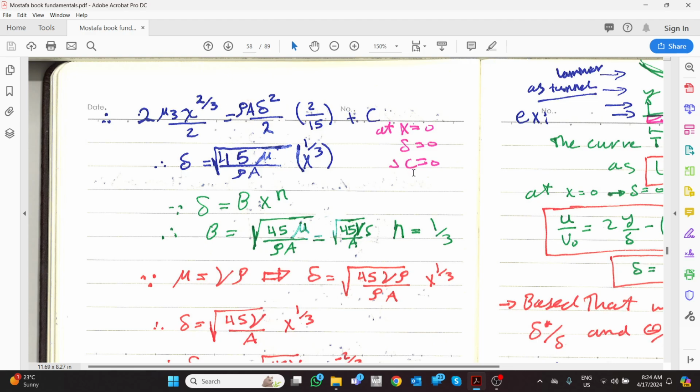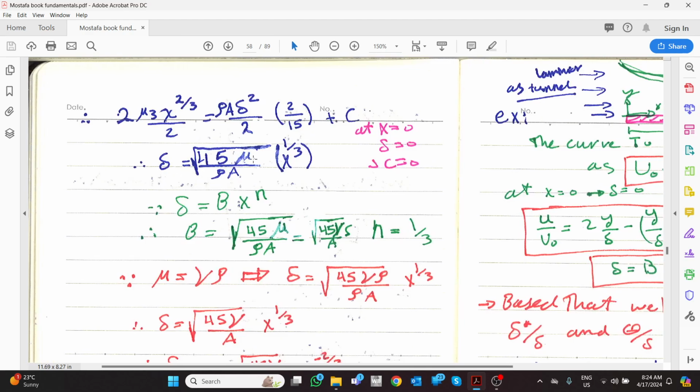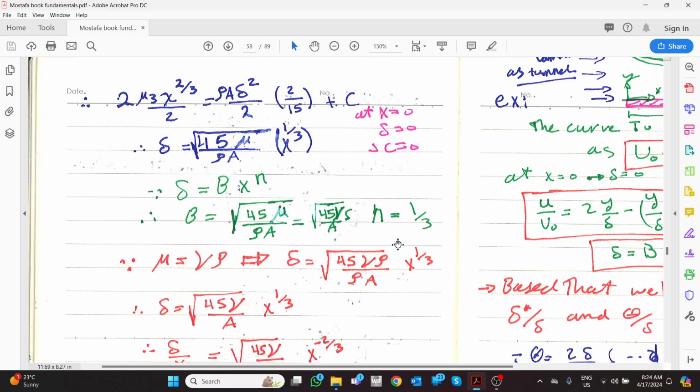Apply the boundary condition directly. At the start, it is 0, 0, 0. So 0, 0 is equal to 0. So delta is equal to this one, which is, you know, delta as a function of x. So compare it, please, and you will find it is a constant, which is b. And this power n is equal to 1 over 3n. So b is equal to this one, and n is equal to this one.